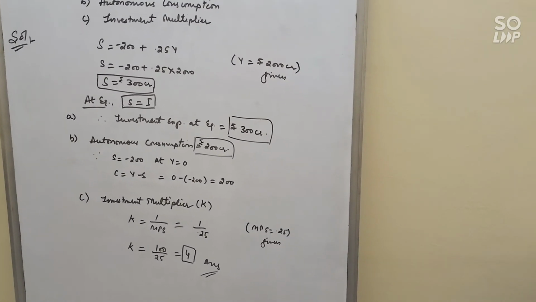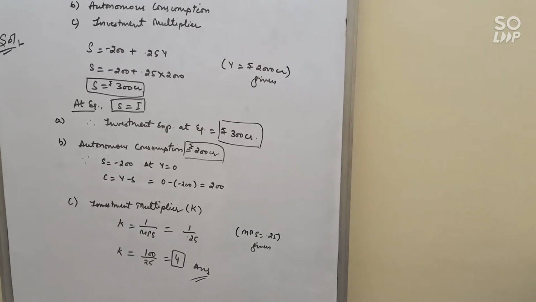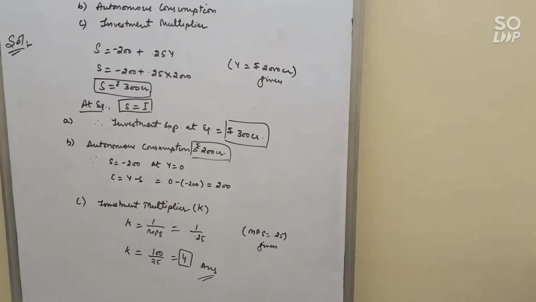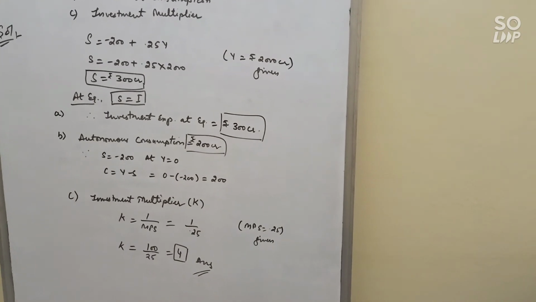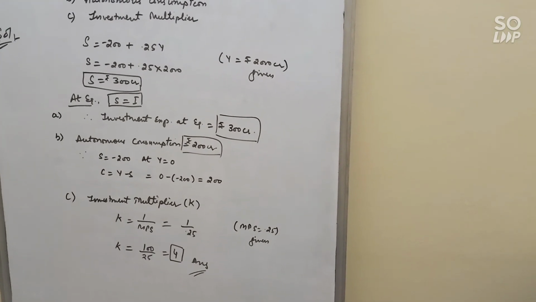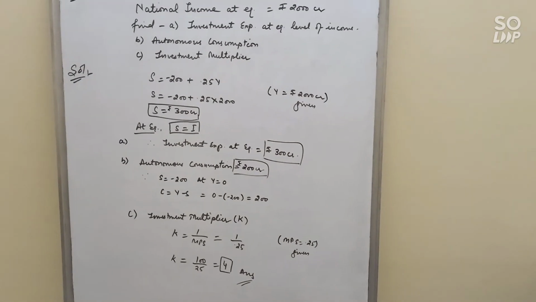Third is investment multiplier. Investment multiplier means we need to find out k, and MPS is given in the equation, that is 0.25. With the help of the formula 1 upon MPS, we can find the multiplier. So 1 upon 0.25 is equal to 4. So in this way we can calculate all the points.